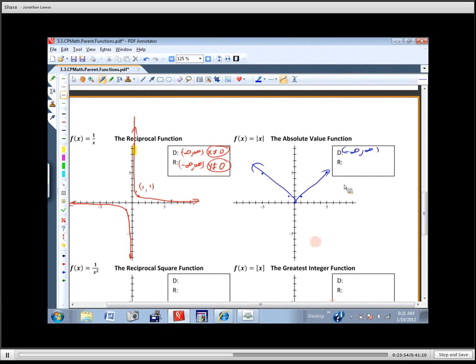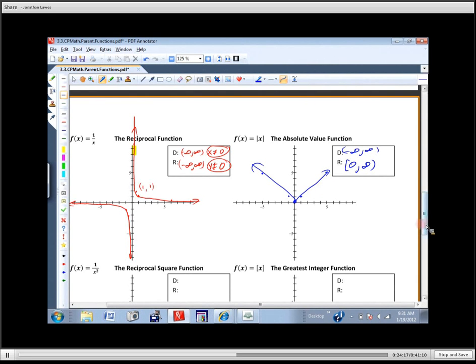Range is 0 to infinity. Because we don't have any negative values, because it's absolute value, it refers to the distance from 0, and that's always positive. And 0 is included because it does come down here and actually touch right there. So it's just like a perfect 45-degree angle coming in and a perfect 45-degree angle going out. Any questions there?